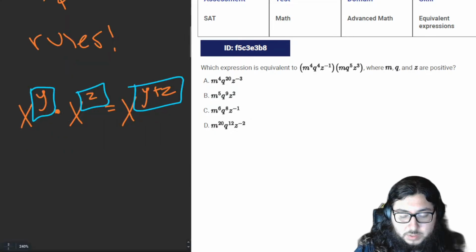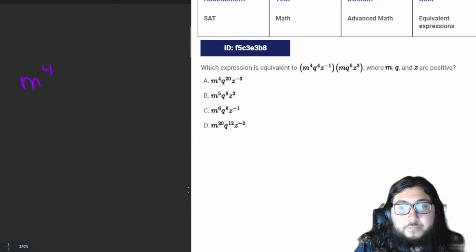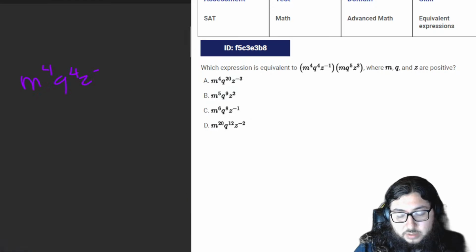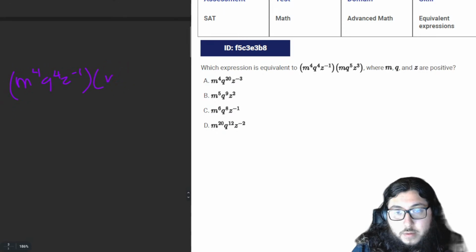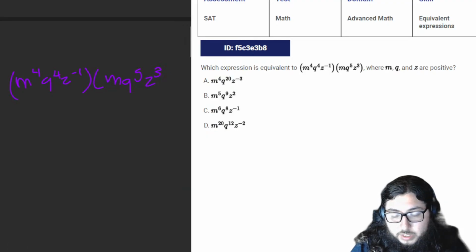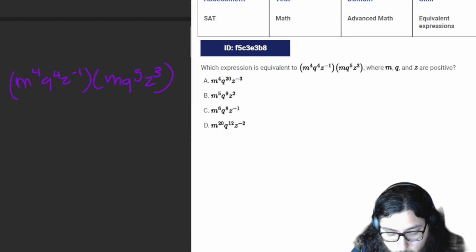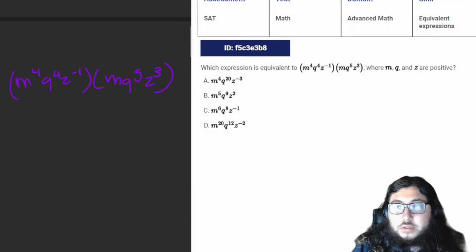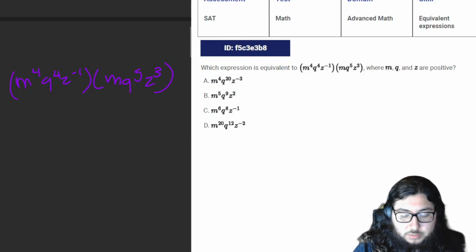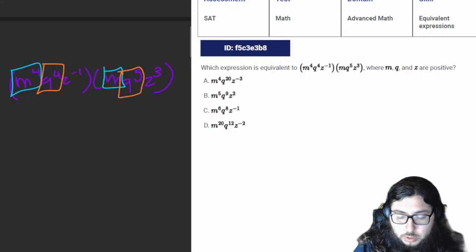So in this case, we have m to the fourth, q to the fourth, z to the negative first, all of this times m times q to the fifth times z to the third. So when we're multiplying these two expressions, sorry, I have a hair on my tablet, but when we're multiplying these together, we can multiply m with m, q with q, and z with z.